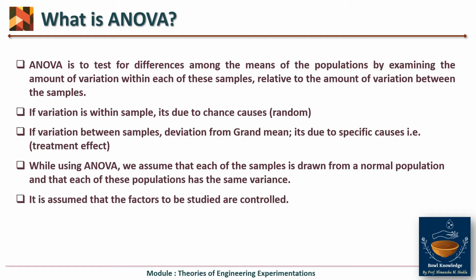Now, as we see, any concept is backed by some postulates, or we can say some assumptions. So here the assumption is every sample is drawn from a normal population. So my population is always normally distributed, and each of this population has the same variance. Variance is basically a term which is the square of standard deviation. So these are some of the assumptions by the proposer of ANOVA.